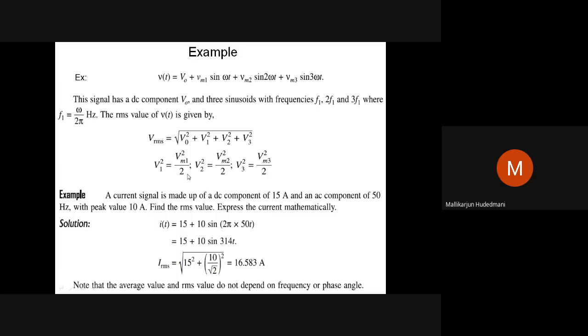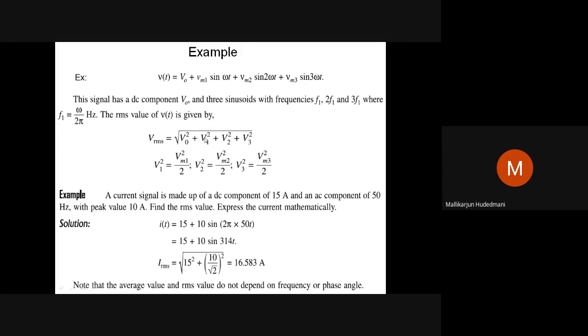Vm1 square by 2 is the representation of the RMS values. Then the second wave, V2 square: what is V2 square? Vm2 square divided by 2. What is V3 square? Vm3 square divided by 2. What did I do here? For the sinusoidally progressing waves, the peak values were squared and divided by 2. Can you see here? Vm1 square divided by 2, Vm2 square divided by 2, Vm3 square divided by 2 were positioned here.